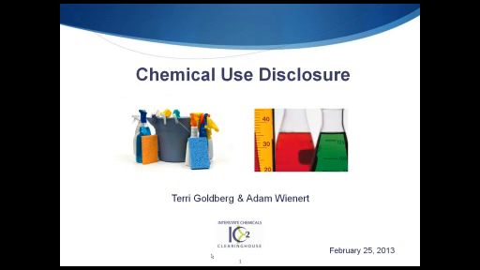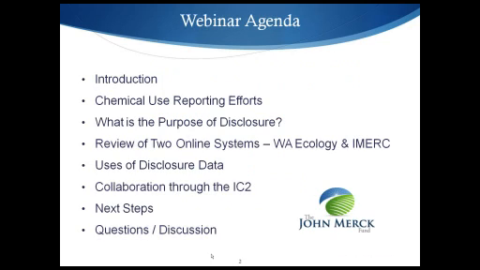To begin, we're just going to run through the webinar agenda. We're going to be taking a look at some chemical use reporting efforts now in place among different agencies and groups, talk some about the purpose of chemical use disclosure, and then we'll be spending some time online reviewing two systems that are currently available to the public, the Washington Department of Ecology's website on children's safe products, and also the IMERC database, which stands for the Interstate Mercury Education and Reduction Clearinghouse. It's a mercury added products database.